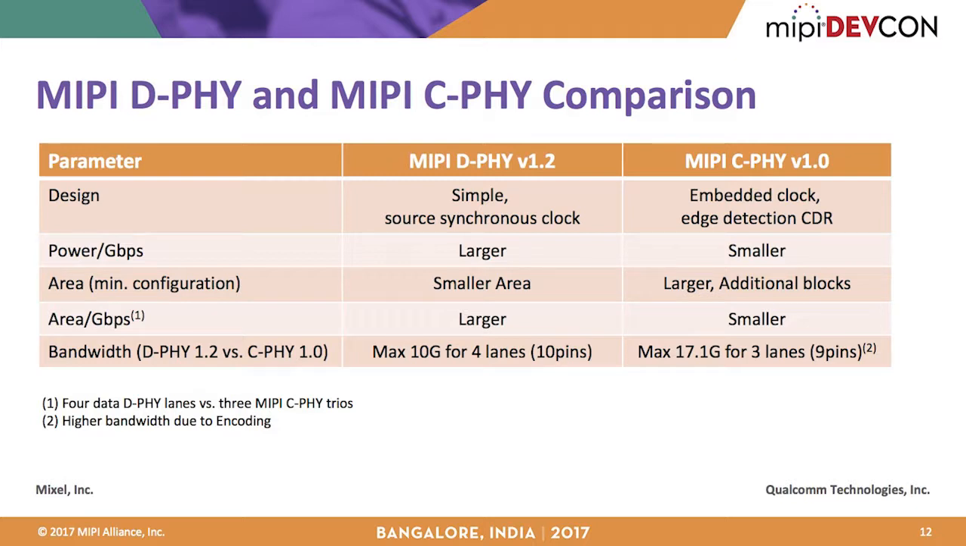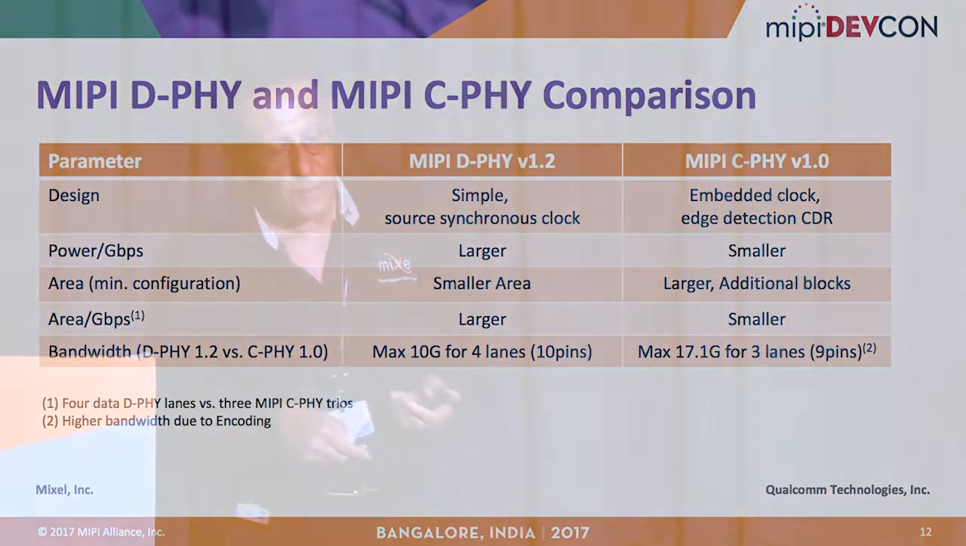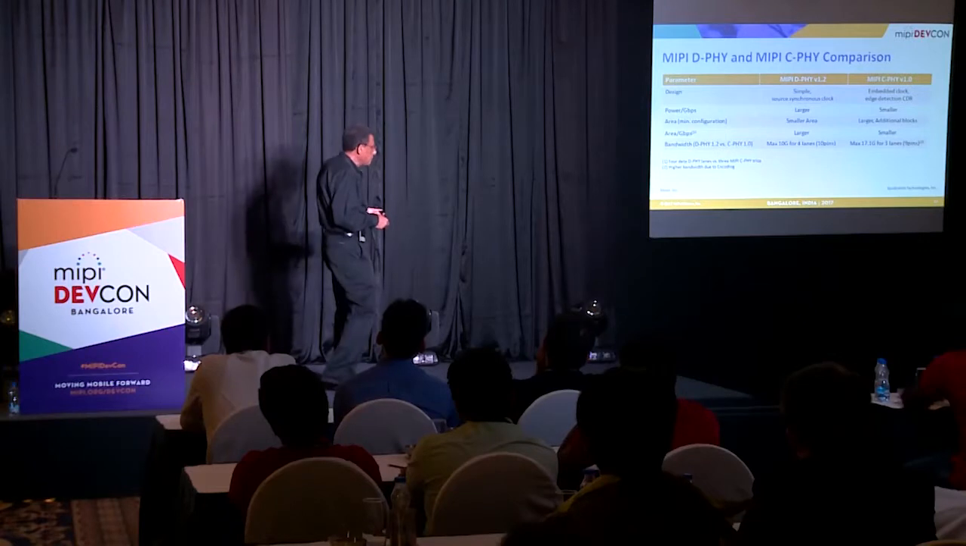In terms of the area, the D-PHY is compact, smaller area, because you don't have the additional blocks, right? But if you look at the area per gigabit per second, then the C-PHY has an opportunity to save some area when you measure it that way. In terms of the total bandwidth that the C-PHY allows compared to the D-PHY, the C-PHY has some advantage there, again, because of the higher transmission density.